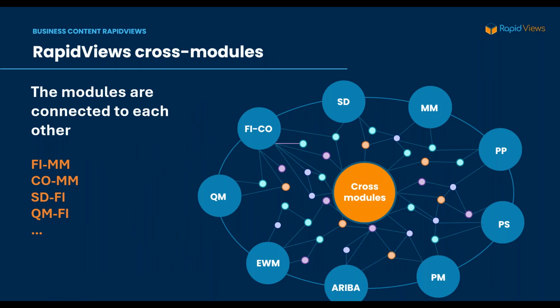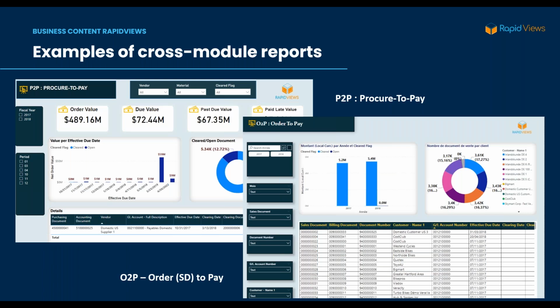Also, this concept of RapidViews cross-module business content, where we mix the information between finance, material management, and so on. Typically, Alexandre, this report. Yes, so this is an example of a few cross-module reports between SD and finance for the order to pay, and also cross FI and material management with the purchase process, procure to pay. So this is the kind of dashboard that we can provide prepackaged with the model and also the reporting layer. Great, thank you very much.